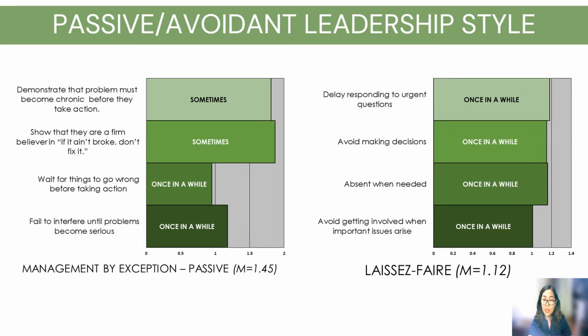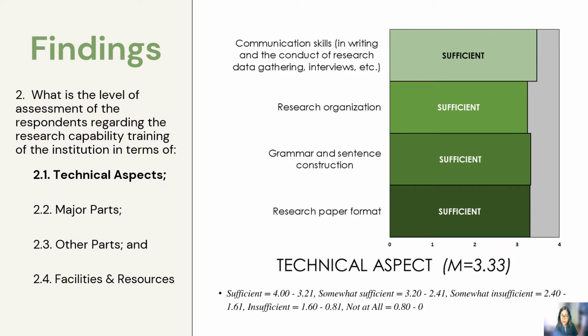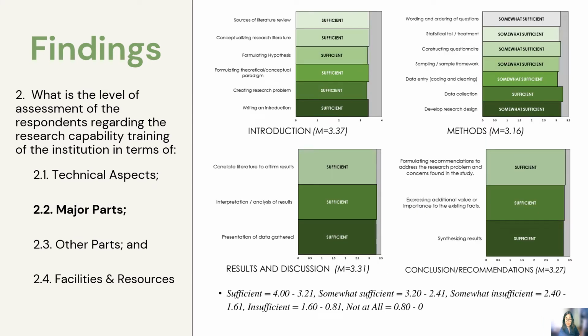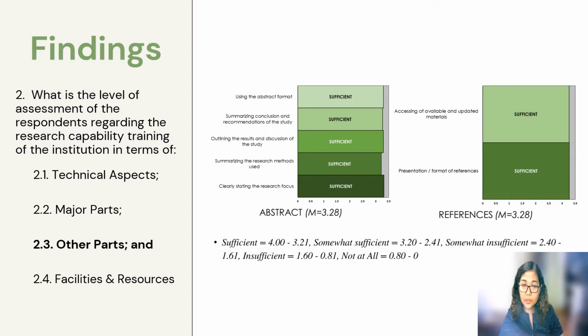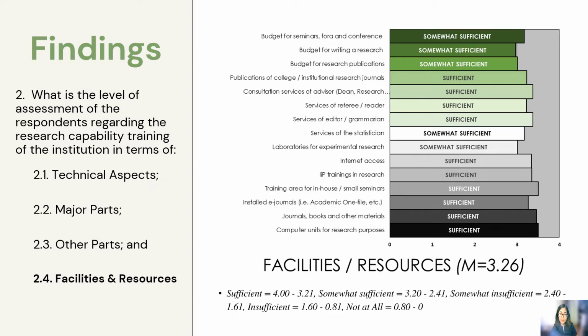The findings for all the three institutional leadership styles are supported by the rationale founded by leader-member exchange theory, which explains how the transforming leader will shift his devotees' needs away from physiological fulfillment toward excitement for achievement and self-fulfillment. For the research capability training, it is found sufficient in technical aspects, sufficient in major aspects except for the methods, which is found to be somewhat sufficient only, sufficient also in other parts, and sufficient also in facilities and resources.